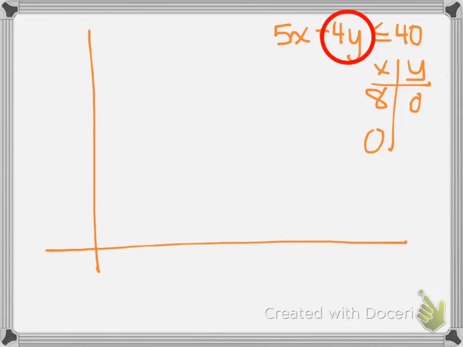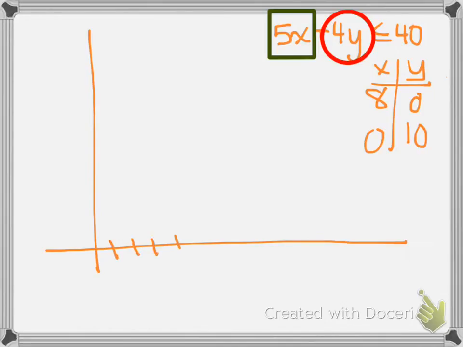Okay. Now, when x is 0, that goes away, and we have 4y is less than or equal to 40. We just ignore that less than or equal to at this moment, and that would make y equal to 10, because 10 times 4 is 40. I'm going to graph that now.